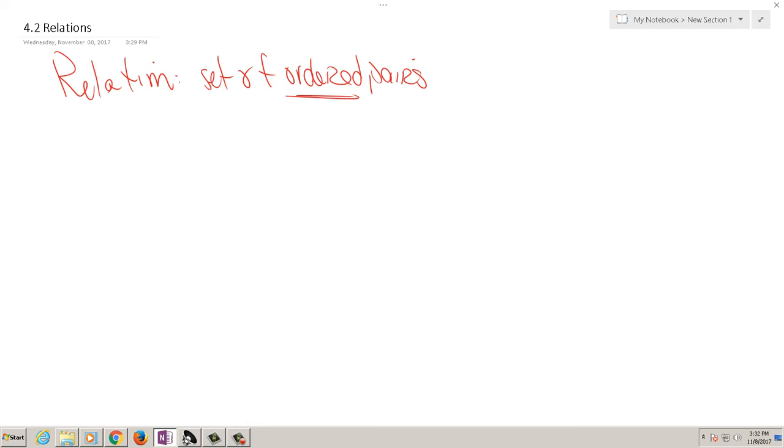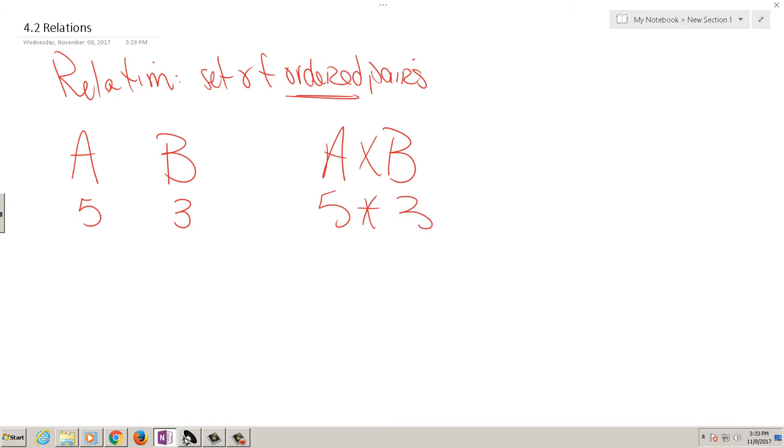So a relation is a set of ordered pairs that are based upon the cross product of one or more sets. So let's say, for instance, that we have set A and that we have set B. If we were to do the cross product of A cross B, it is going to give us a number of ordered pairs or related elements. This cross product is going to give us all possible elements. So let's say that A has 5 elements, and let's say B has 3 elements. When I do the cross product of A and B, this is going to give me 15 possible elements.